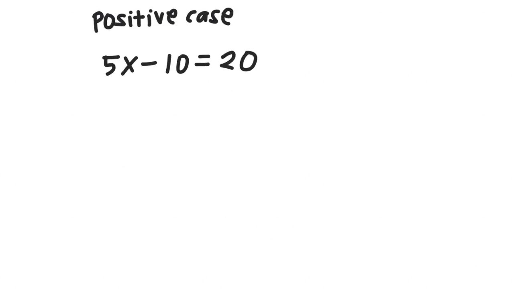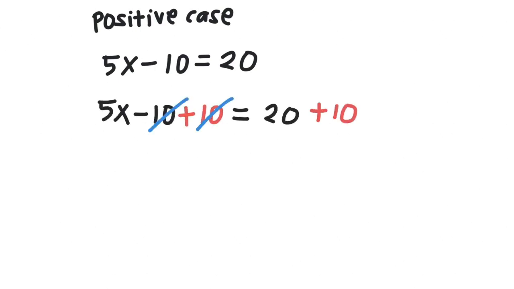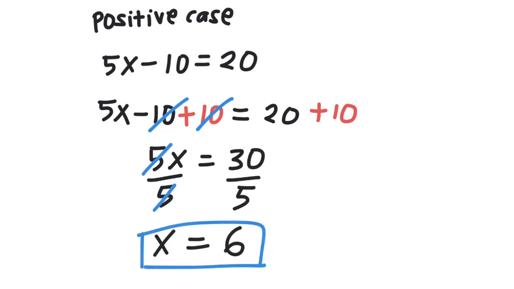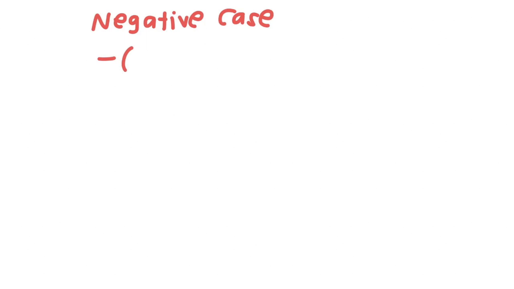So we'll first solve the positive case. We'll add 10 on both sides, and this equation becomes 5x minus 10 plus 10 equals 20 plus 10. This gives us 5x equals 30, and then we can divide both sides by 5 and we'll get x equals 6.